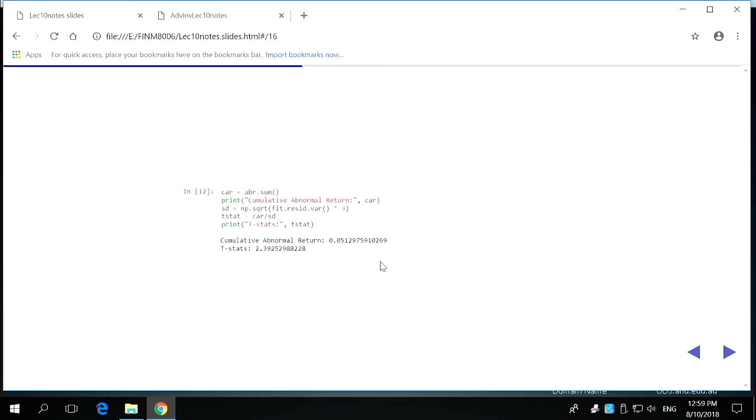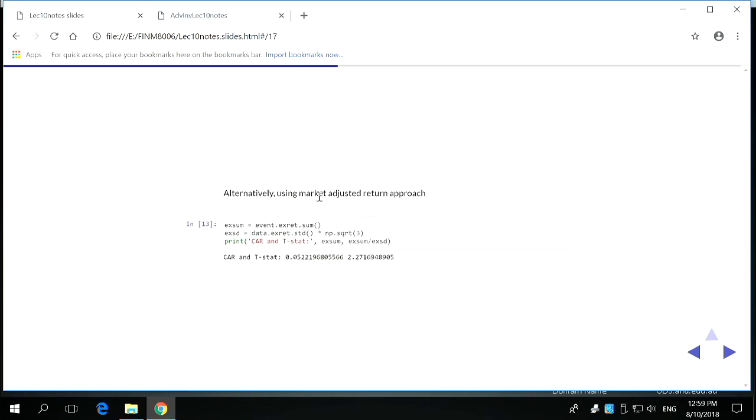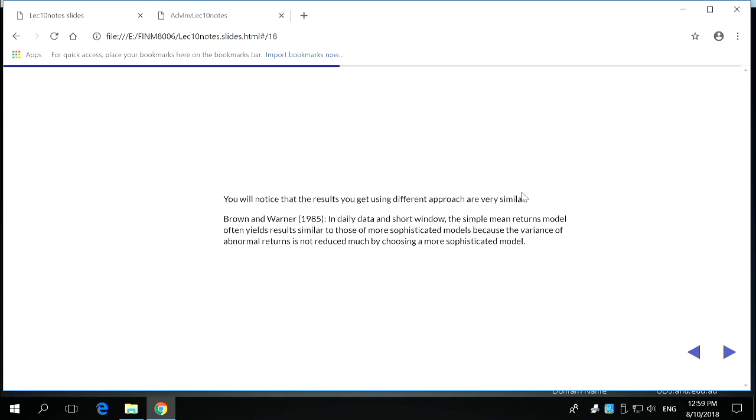So if you compare the market model result and the simple adjusted return result, you can see that both the CAR and the t-statistics are actually very, very similar. That's the good news I was talking about. You will notice that the results you get from these different approaches are very similar. That's a phenomenon studied in 1985 by Brown and Warner. They found that in daily data and short windows, a simple mean return model or some other excess return model often yields results very similar to a more sophisticated model, such as the market model, 3-factor model, or 4-factor model.